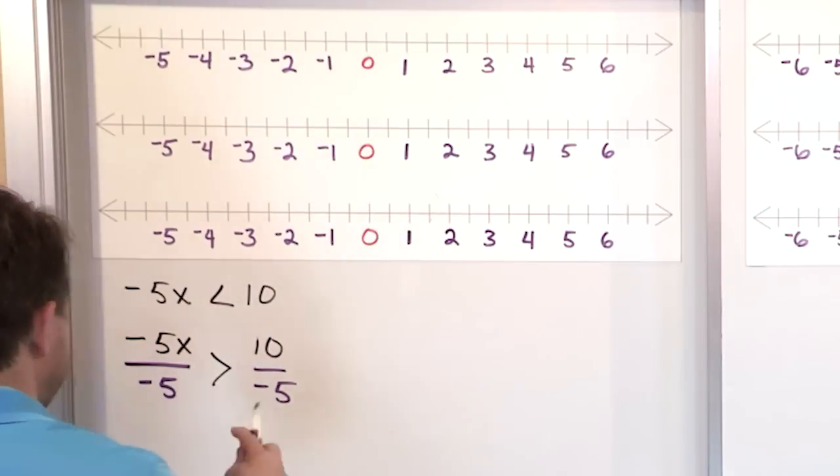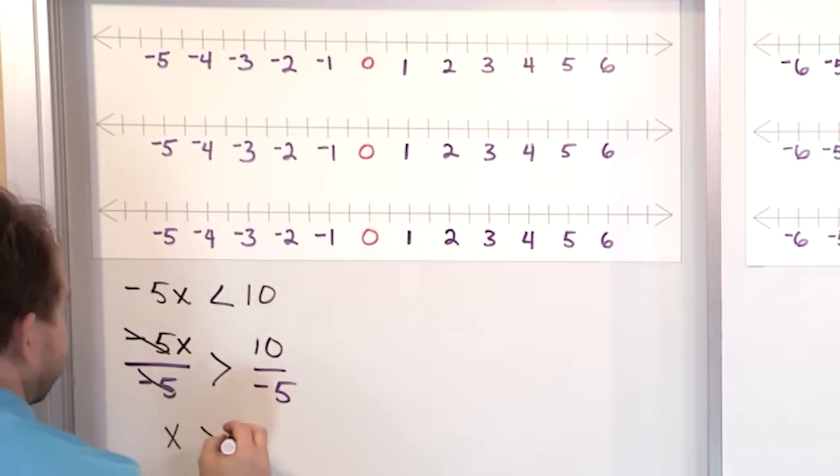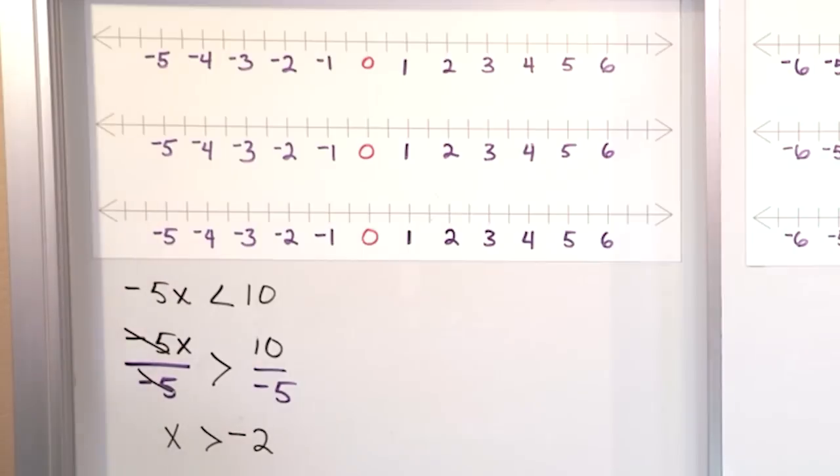So what do we have? We have the negative 5s canceling with the negative 5. So on the left, you have x greater than, now, what's 10 divided by negative 5? That's negative 2. So this is the final answer. x is greater than negative 2.